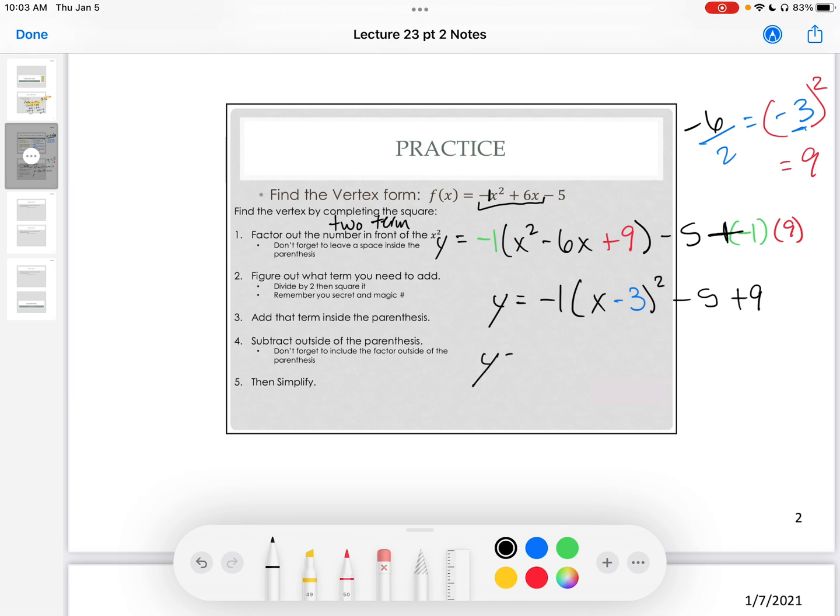And then the last thing that I need to do is just simply simplify. So I got an x minus 3 squared, -5 plus 9 gives me +4. And this is the vertex form of the parabola.